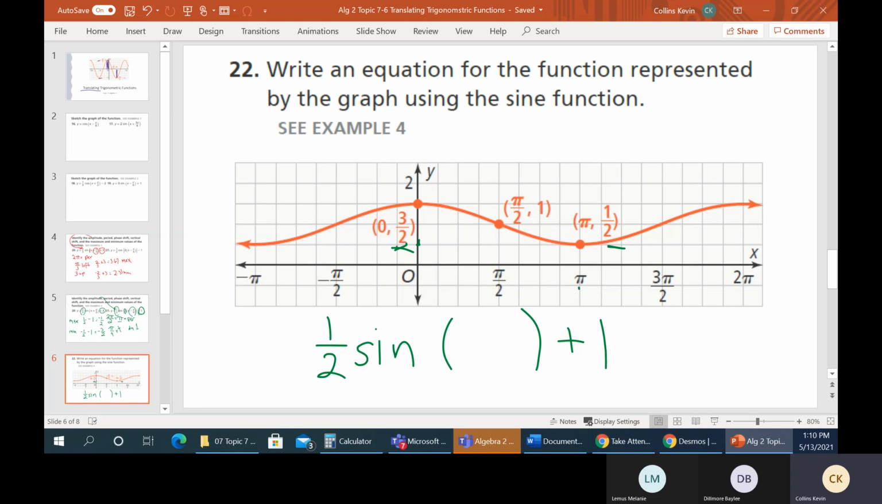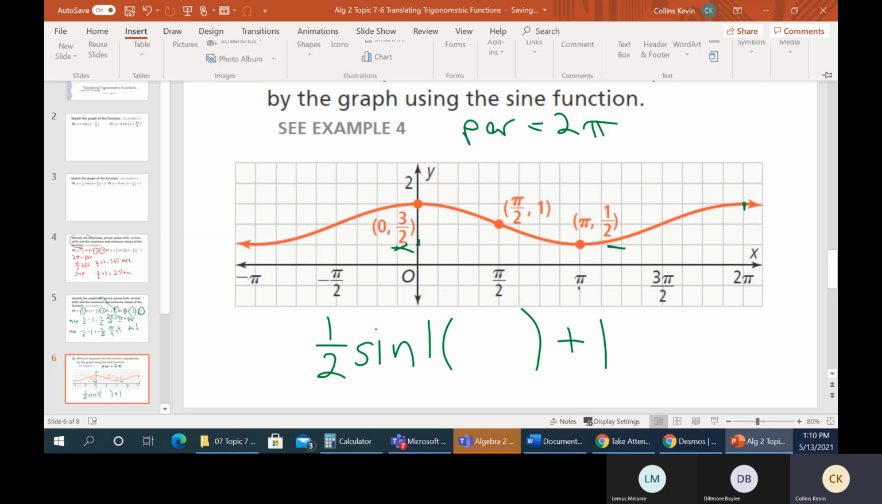All right, so next thing we got to figure out, since it's a sine function, is one complete revolution of what's going on here, until it repeats. If you look at this, it looks like we start here at 0, and it's going to repeat at 2 pi. So that means that our period is 2 pi. If our period's 2 pi, that means we don't have any numbers here. Technically this is a 1, but we don't have to put it in there. Okay?